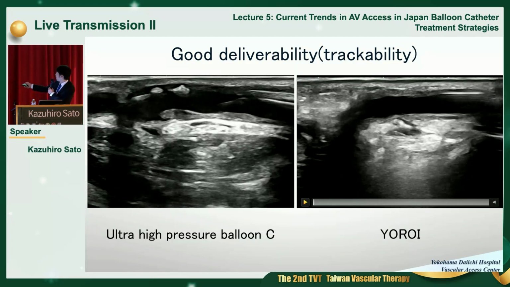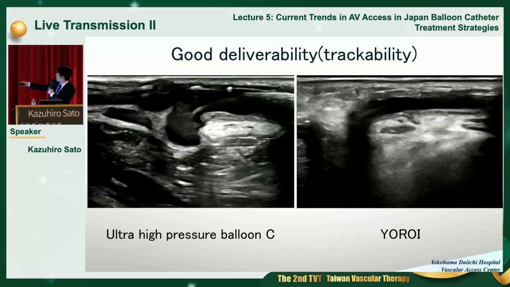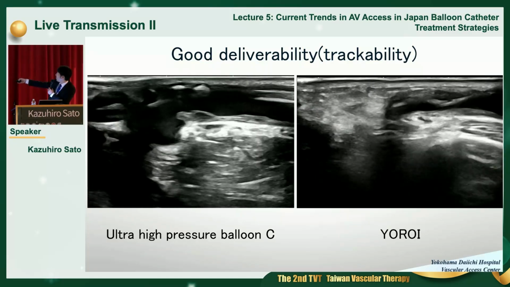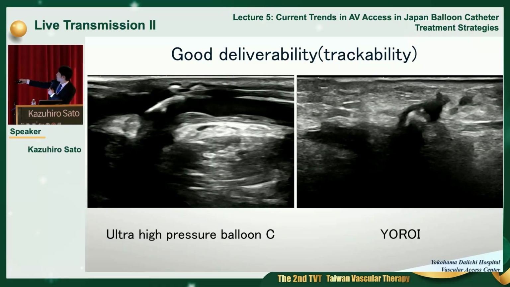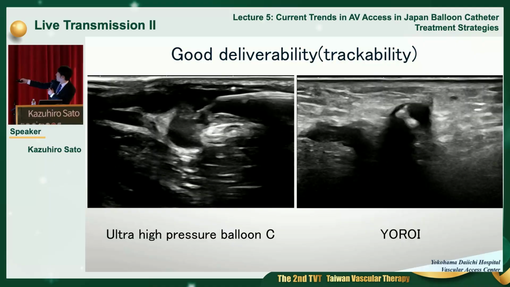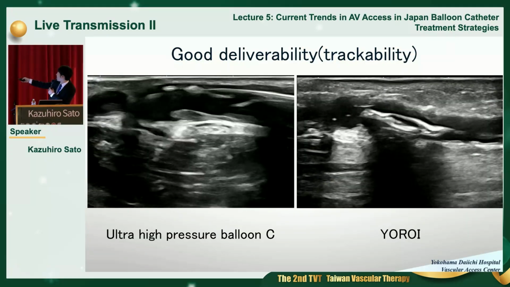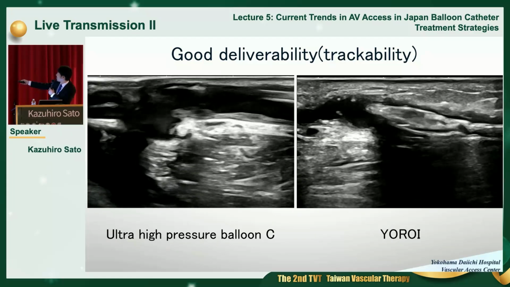And this movie is a real case. The left side is a balloon, Conquest. The guide wire is already in the proximal artery, but the balloon doesn't go through the proximal artery because the shaft is very stiff. The right side is Yoroi. It smoothly advances through the anastomosis. So it has better trackability than Conquest.